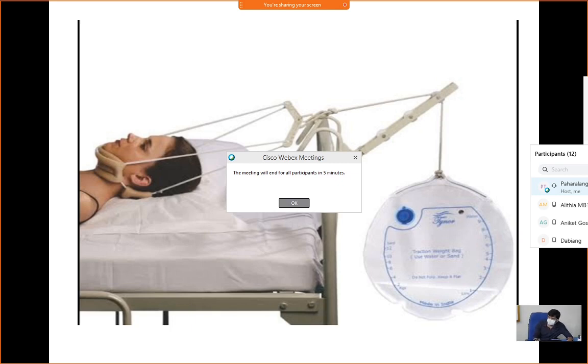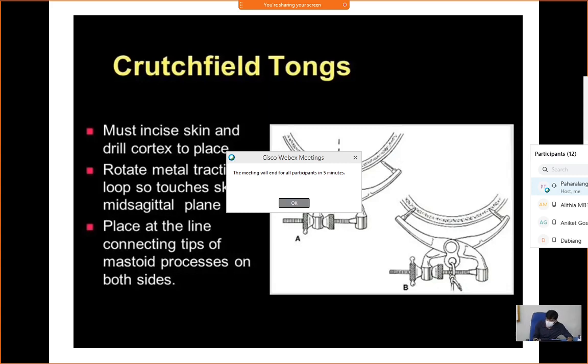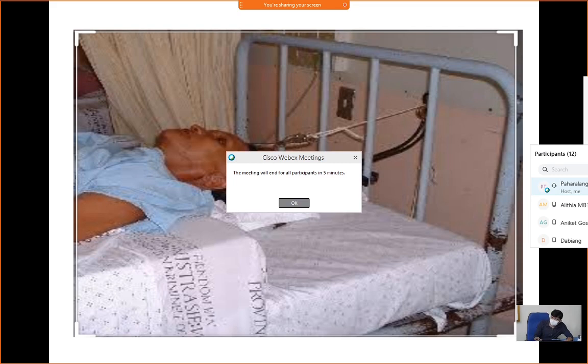One more type of cervical traction is there. This is invasive. This is skeletal cervical traction. This is called Crutchfield tongs. The tongs are inserted in the skull, but the tip of the tongs is not inserted beyond the outer table of the skull. You can see that in the picture. The tongs are inserted up to the outer table. It has not pierced the inner table. So this is invasive. You have to cut the skin and drill a hole in the skull, and this is the traction using the Crutchfield tongs.